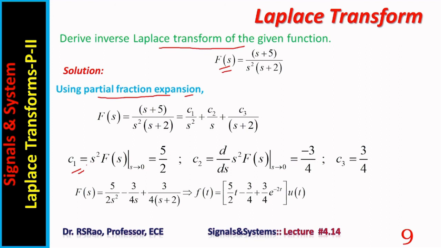C1 here is equal to s² F(s) with s tending to 0. It turns out to be 5 by 2. C2 is d/ds of s² F(s) with s tending to 0. It turns out to be -3 by 4, and C3 is 3 by 4. So F(s) can be written as 5 by 2s² minus 3 by 4s plus 3 by 4(s + 2). Applying inverse transform on both sides, we get f(t) equal to (5/2 t - 3/4 + 3/4 e^(-2t)) u(t).